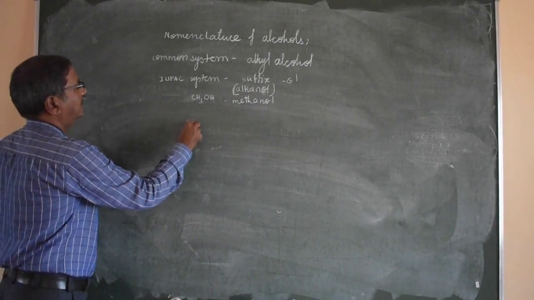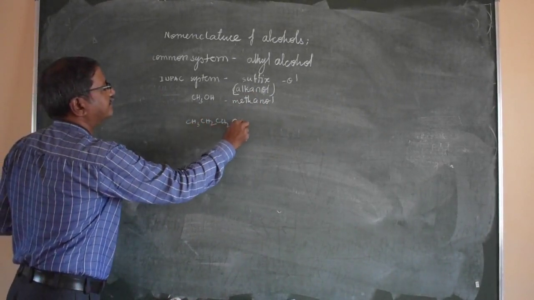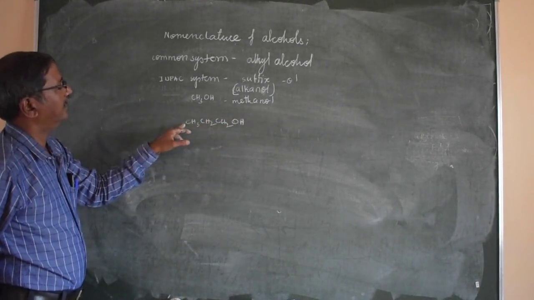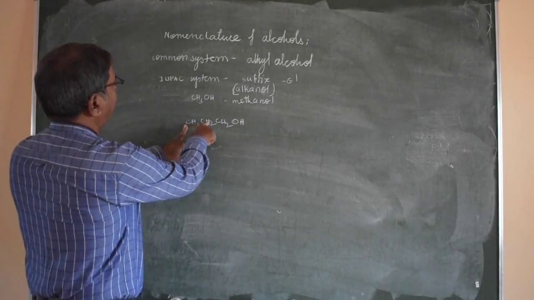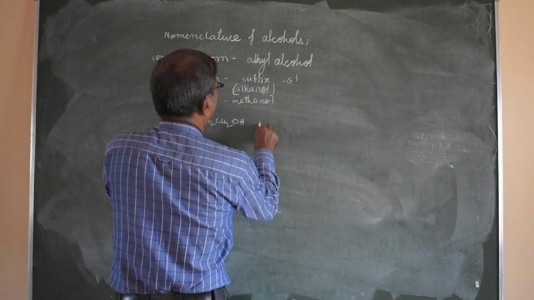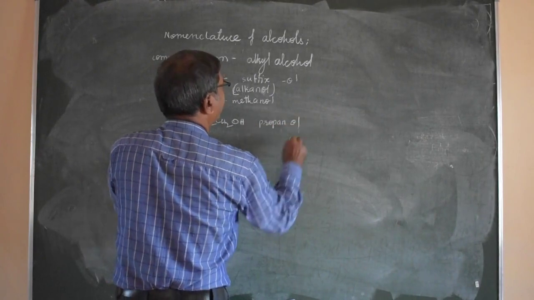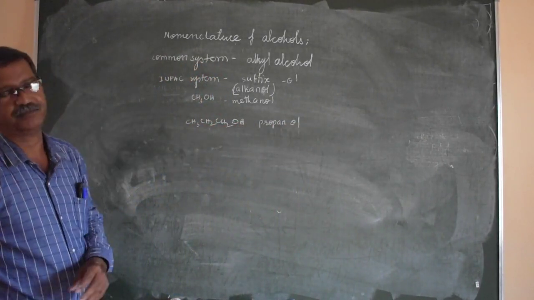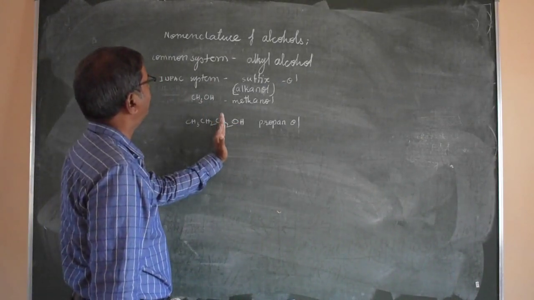Then this one, CH3CH2CH2OH. Its common name is normal propyl alcohol. The IUPAC name: the total number of carbon atoms is 3, so it's propane. Can you write the name of this one as propanol? No. We cannot write the name of this compound as propanol because we have an OH group on the first carbon.